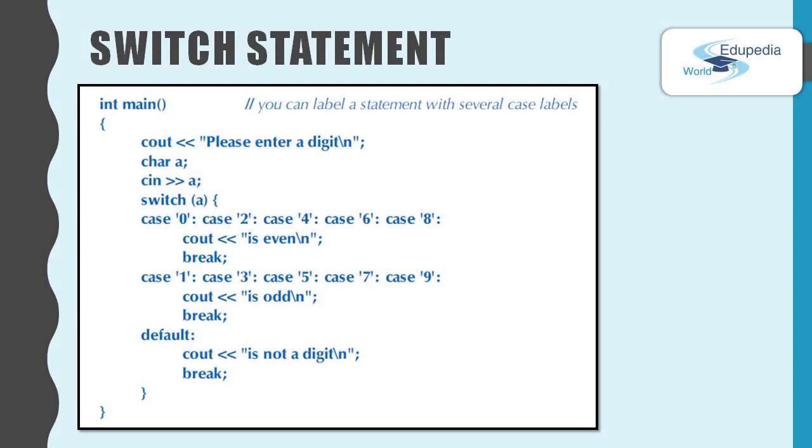Often you want the same action for a set of values in a switch. It would be tedious to repeat the action, so you can label a single action with a set of case labels. Take a look at this code example. In this switch statement, for the values 0, 2, 4, 6 and 8, it will do the same action by printing out "is even". For the values 1, 3, 5, 7 and 9, it will do the same action by printing out "is odd". For anything else, for the values except these values, it will print out "is not a digit".